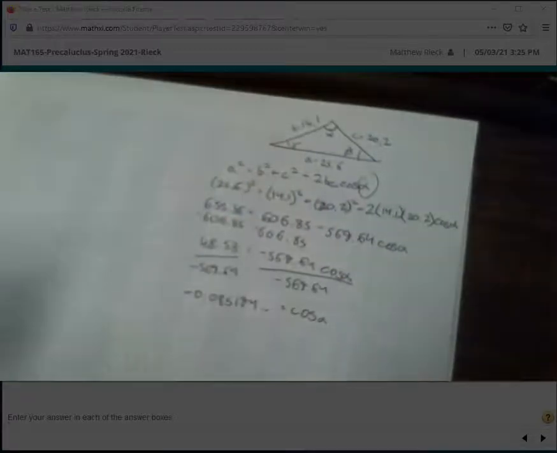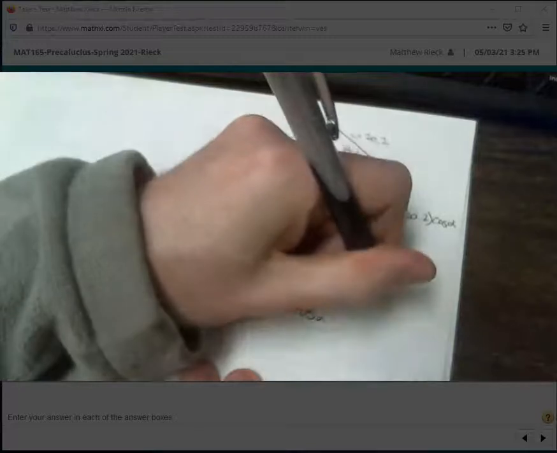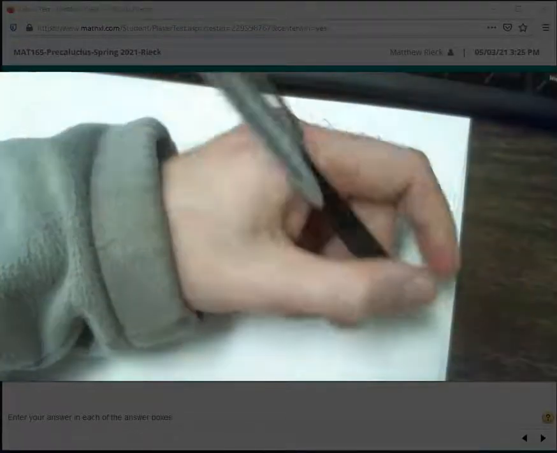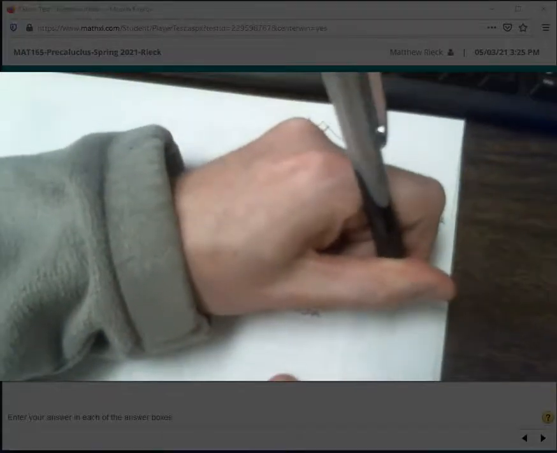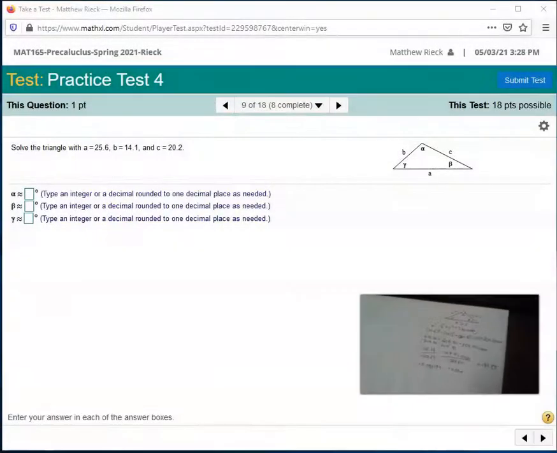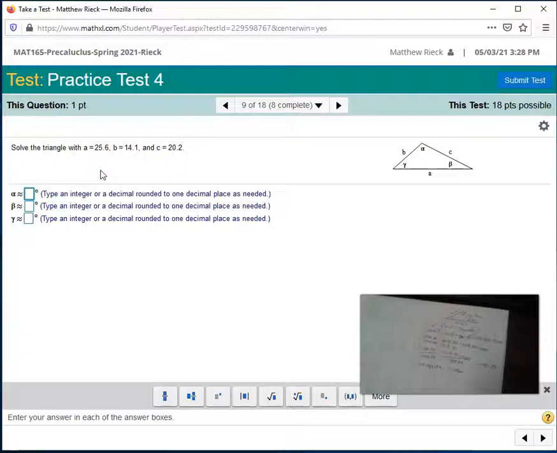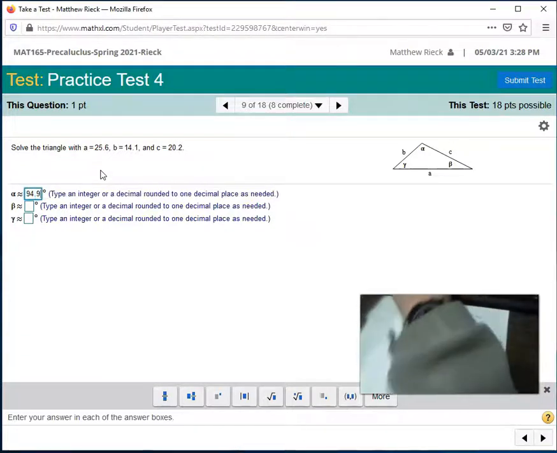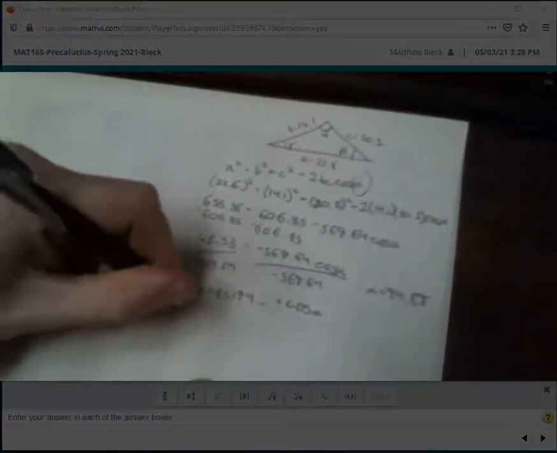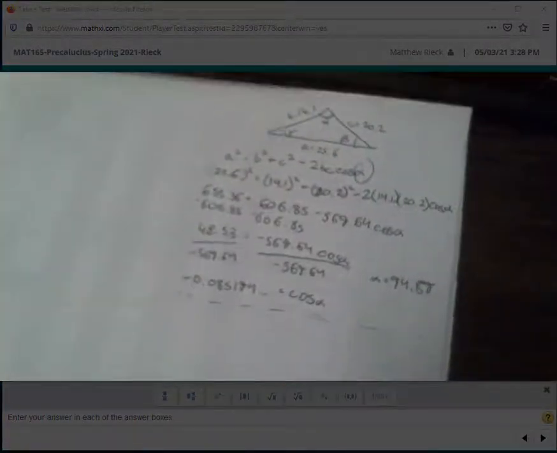So to find alpha, we can just take the inverse cosine of both sides. And when we do that, we end up with alpha equals, so I take the inverse cosine of my answer there, and alpha equals 94.89. All right. So to one decimal place, that would be 94.9. All right. So that's how you can find your angle alpha.